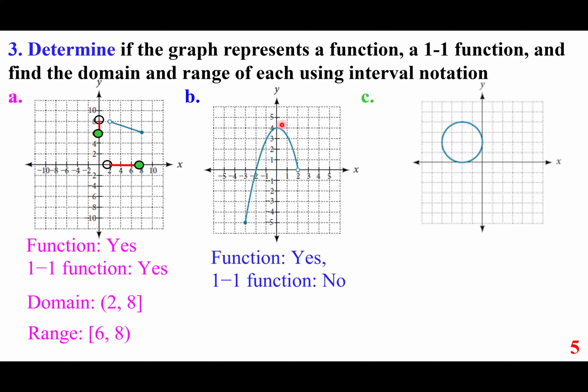What about the domain? Break this and put it along the x-axis. What does it cover from here to here? Notice this covers here and this one here. So from -3 to 2, -3 is included, 2 is not. So bracket over here, parentheses.